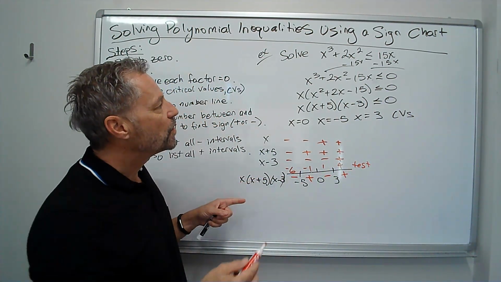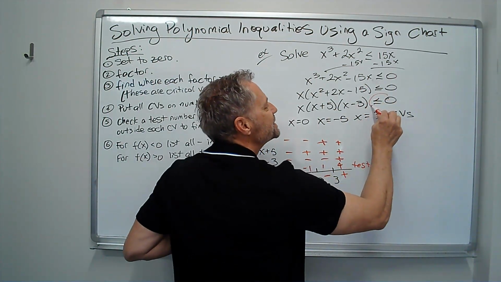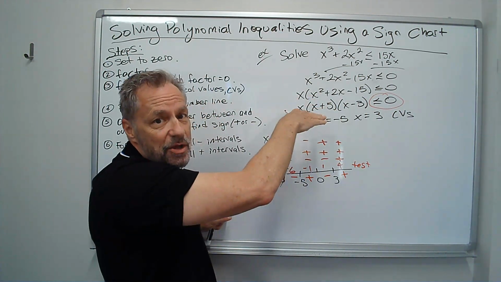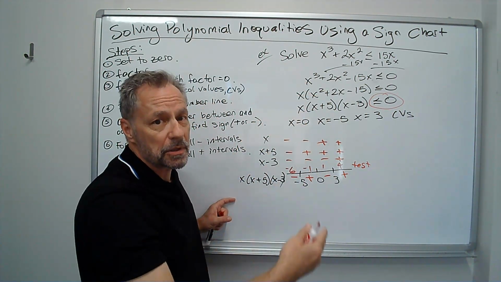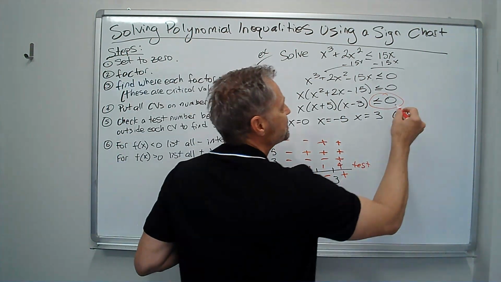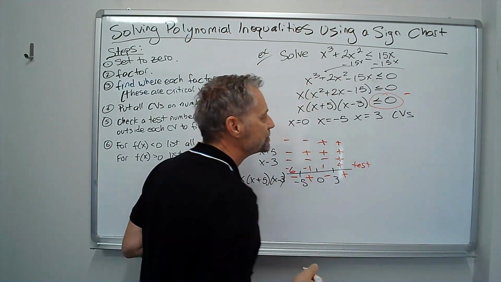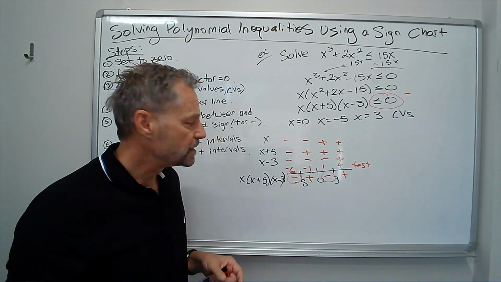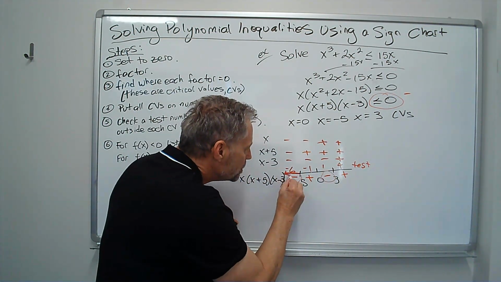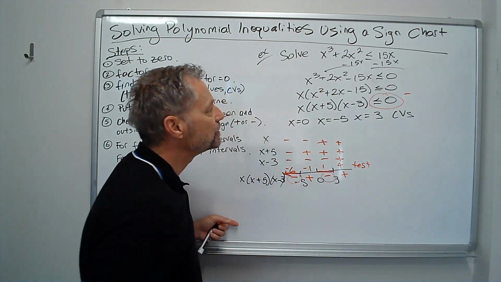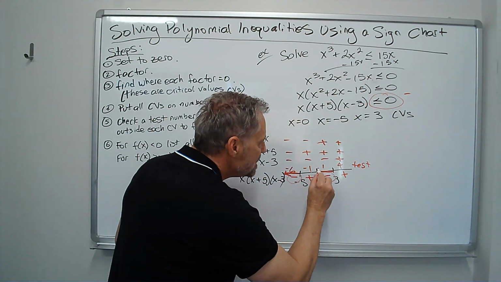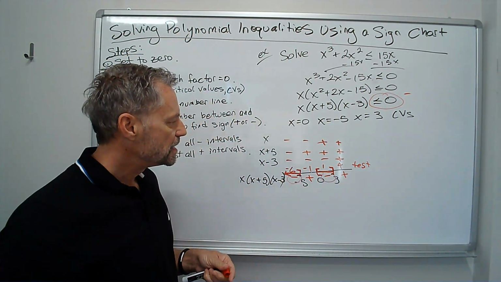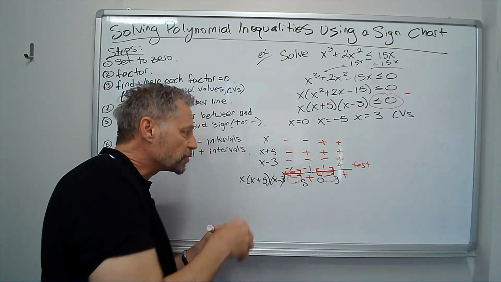And remember, what I'm looking for is where this is less than or equal to 0. When the y value is less than 0, it means it's negative. It's below the x-axis. So I'm looking for negatives. Where's my product negative? Here and here. So I want this interval, and I want this interval. Since I have the equals, I keep both of these critical values. And so that's the graph of my answer.